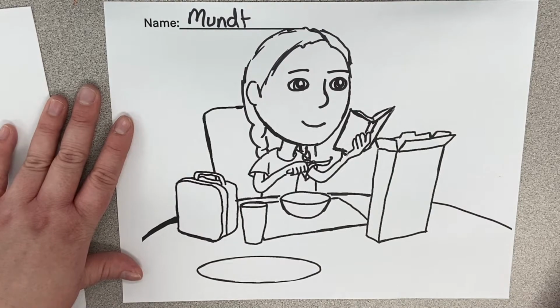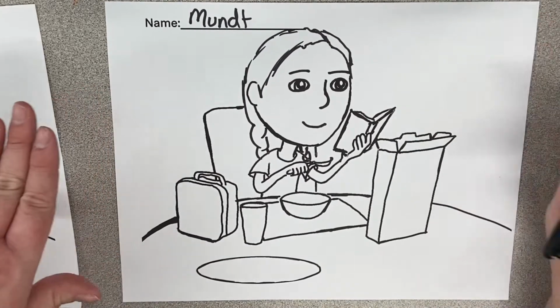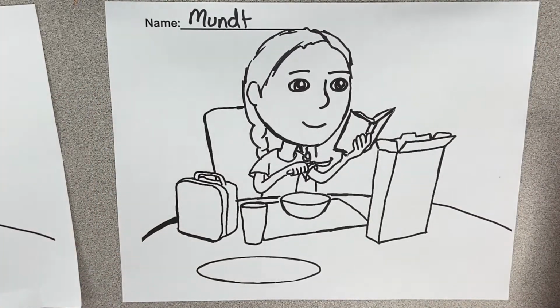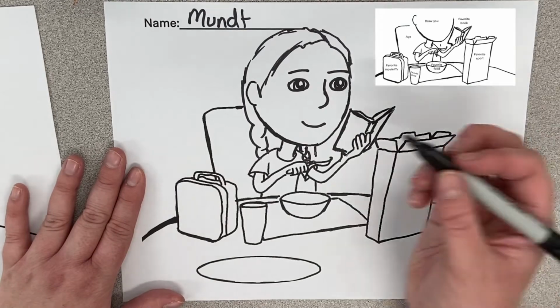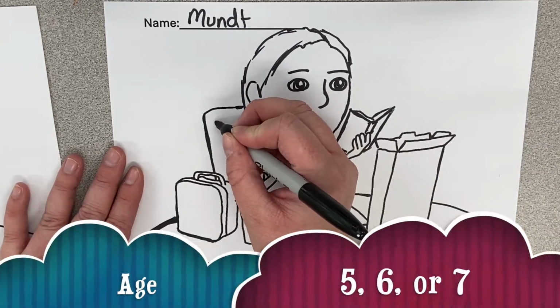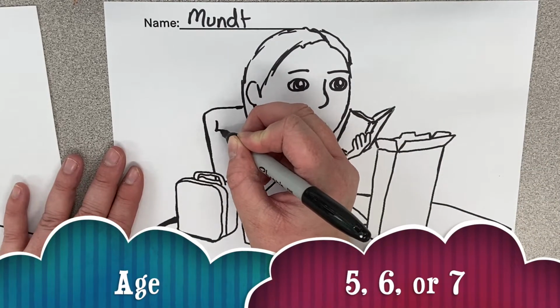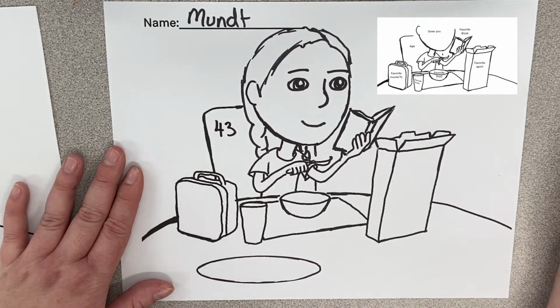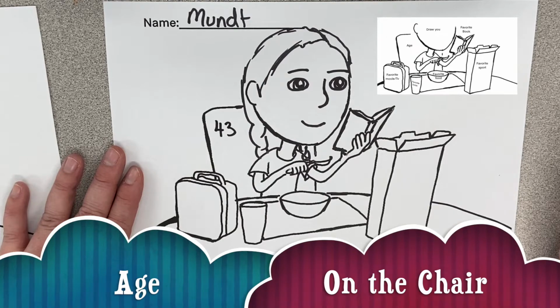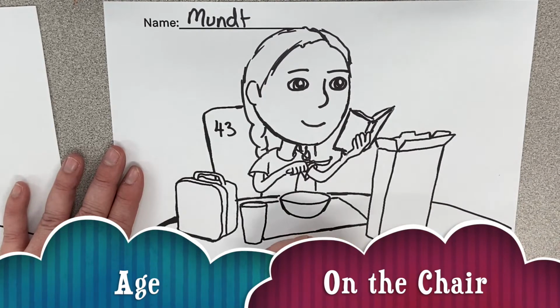Once I finish making me, my next step is to go to another one of the things about me. On the chair, you're going to want to write your age. I'm writing mine. Since you're in kinder or first grade, chances are yours will be either 5, 6, or 7. You're writing it on the chair.